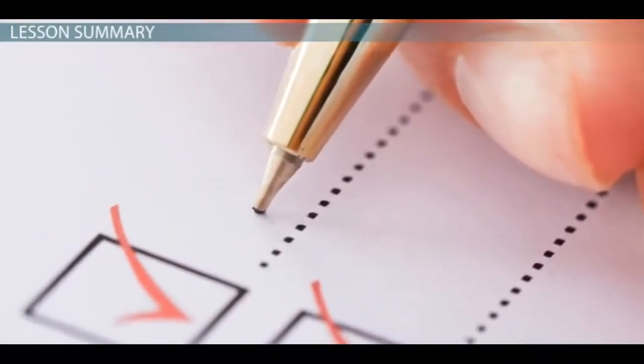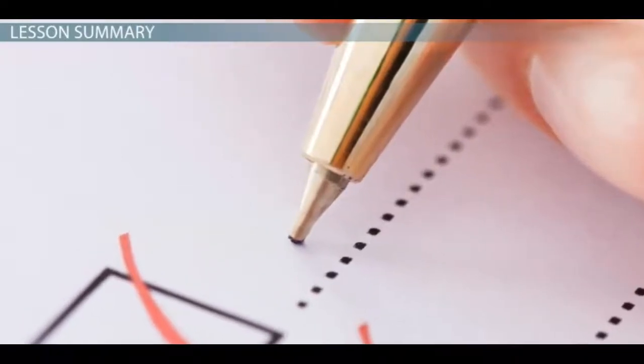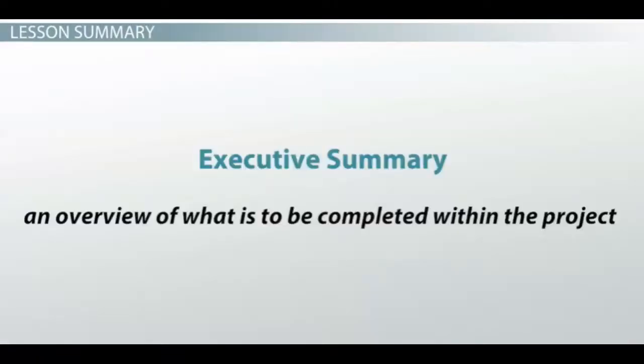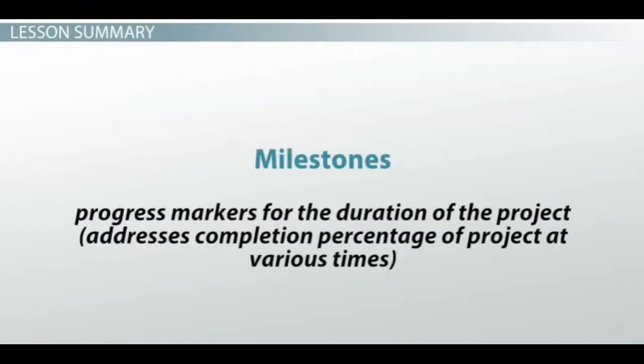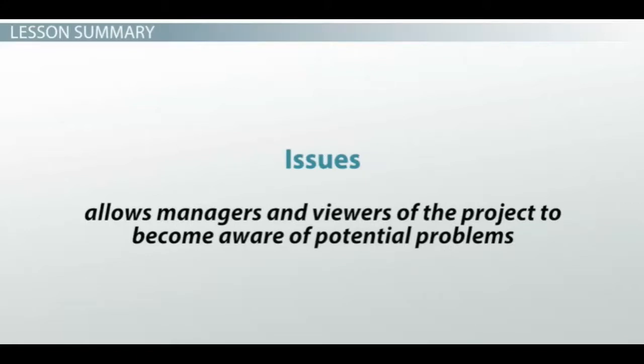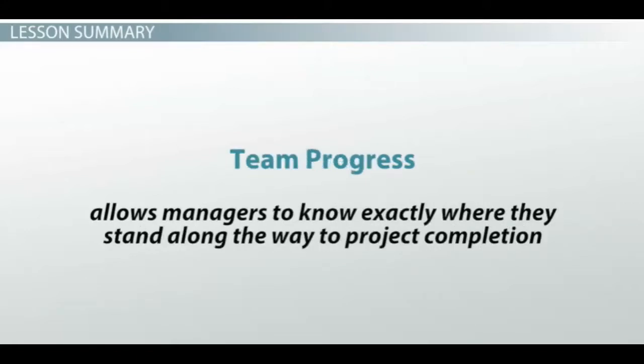Here are the components that should be included in a project management checklist: executive summary, an overview of what is to be completed within the project; milestones, progress markers for the duration of the project, addresses completion percentage of project at various times; issues, allows managers and viewers of the project to become aware of potential problems; team progress, allows managers to know exactly where they stand along the way to project completion.